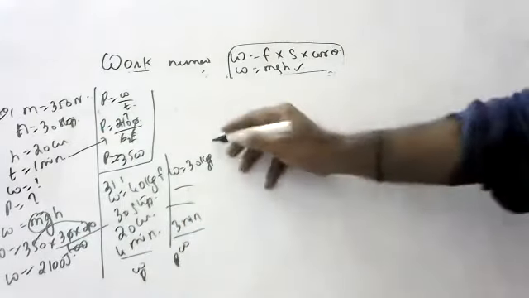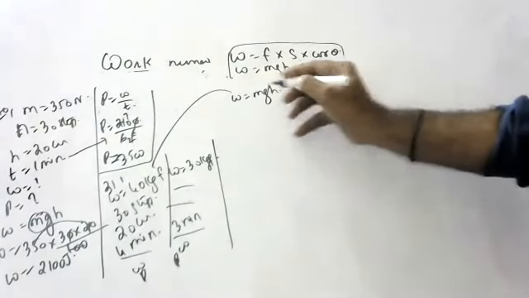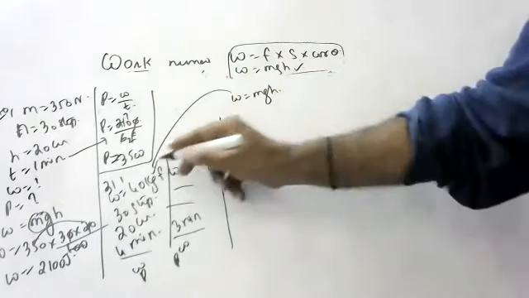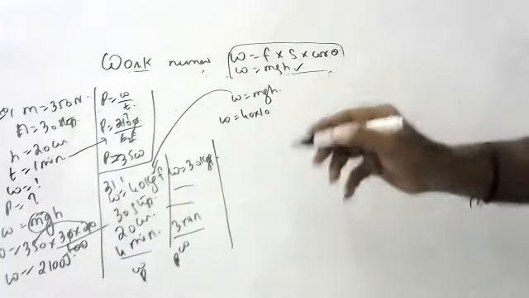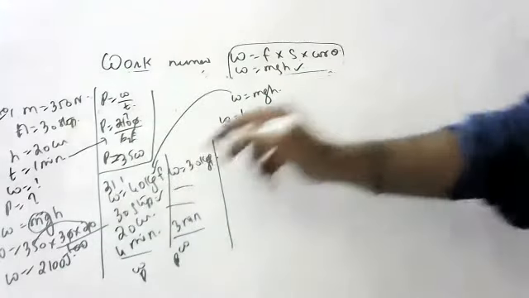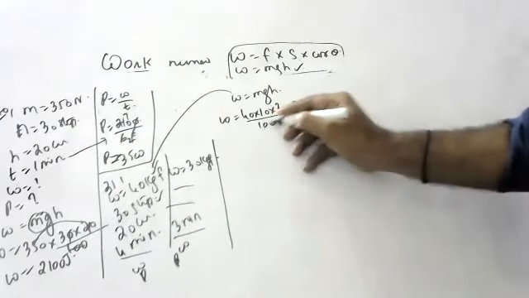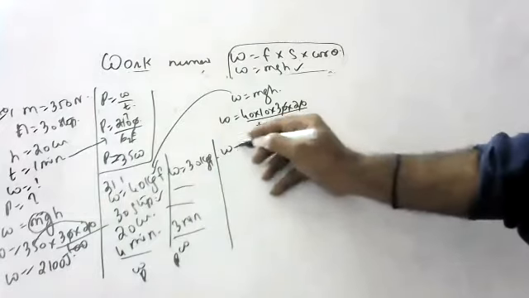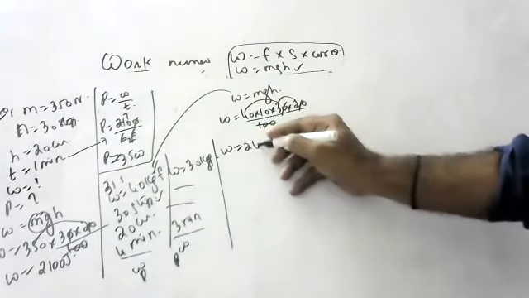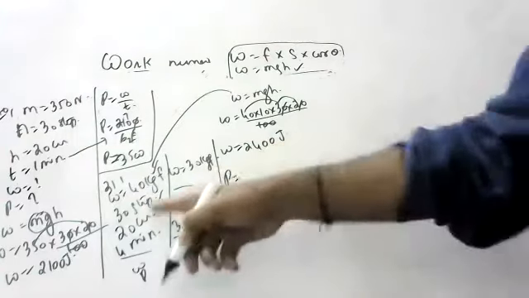Tell me the first case. Work is equal to mgh. 40 into 10 into 30 steps into 20 by 100, converting centimeters to meters. So how much do you get? 2400 joules. Now what is the power of this boy?